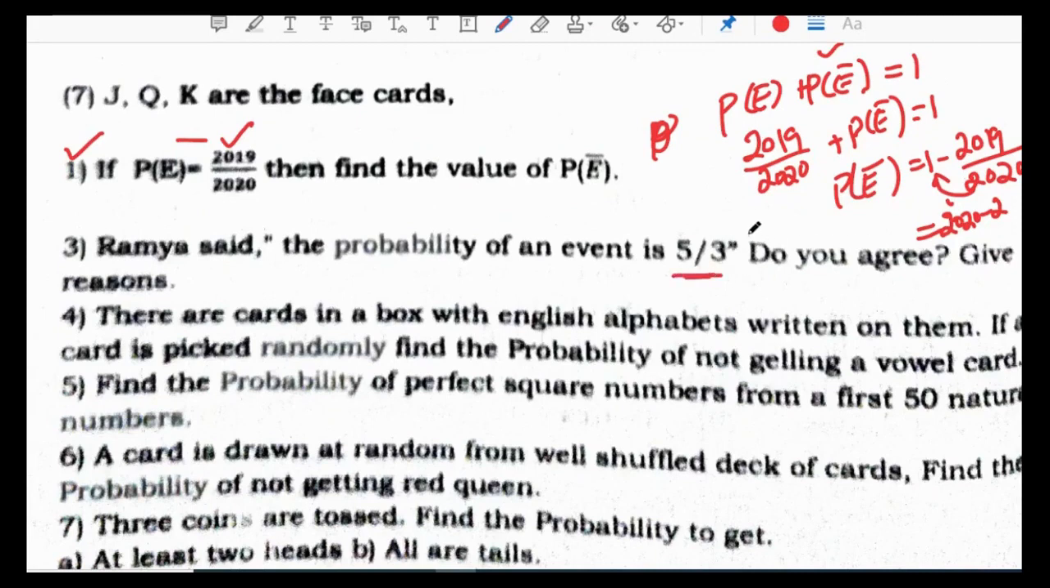I will not agree with Ramya because 5/3 is greater than 1, whereas probability always lies between 0 and 1.